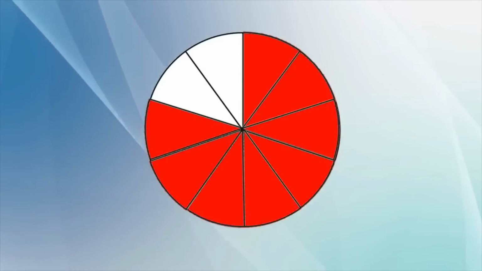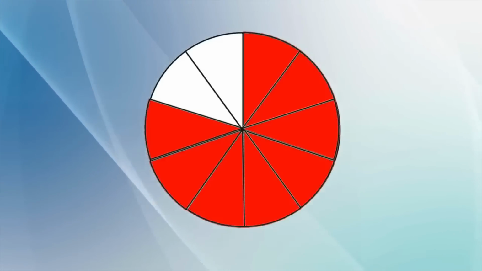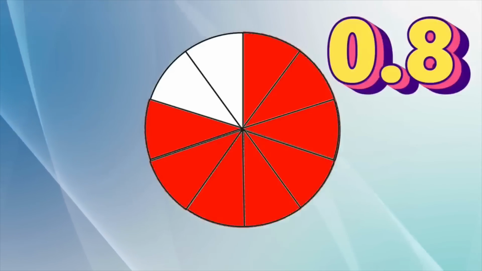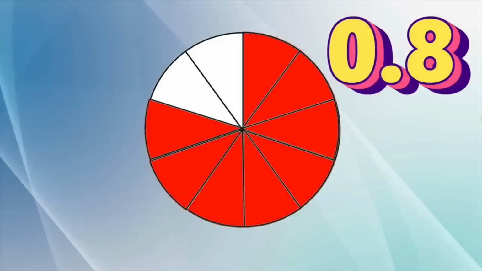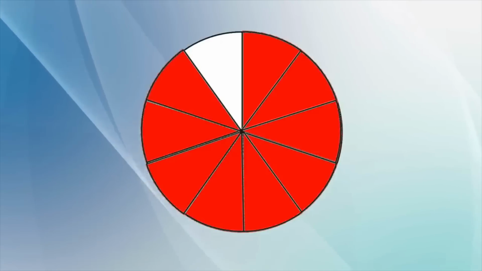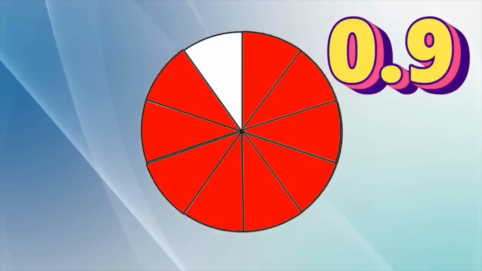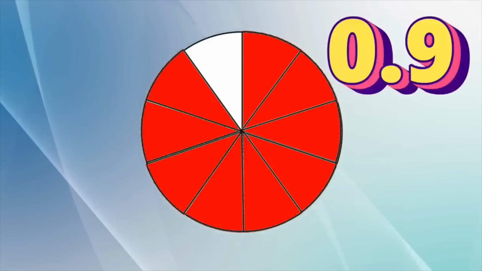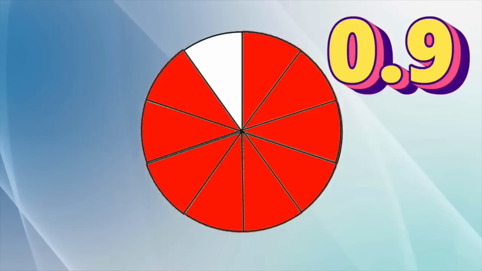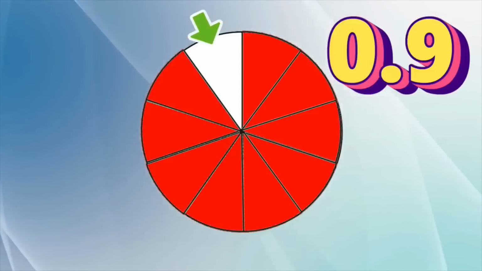Okay, another one has been colored in. What decimal is this? 0.8. Right, 0.8. That means we are just 2/10 away from a full red circle. Let's go ahead and color in another tenth. What is this decimal? 0.9. Terrific job. 0.9. We are so close to a full circle. We are just 1/10 away.